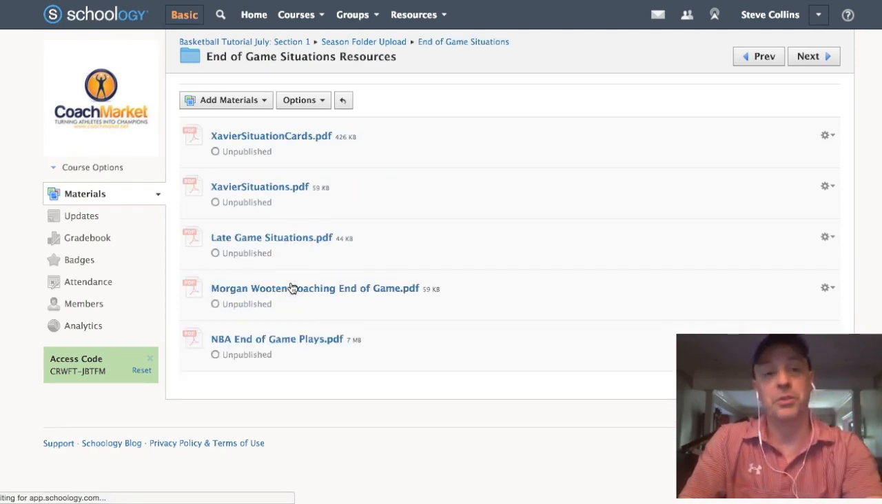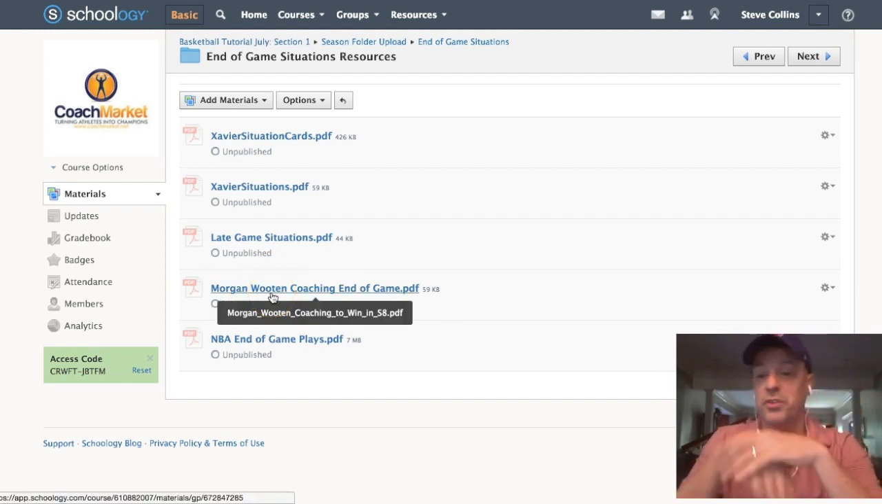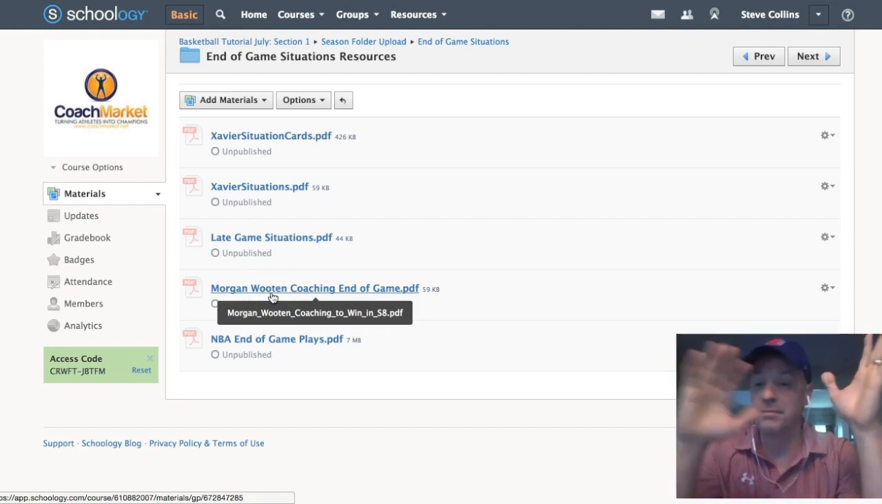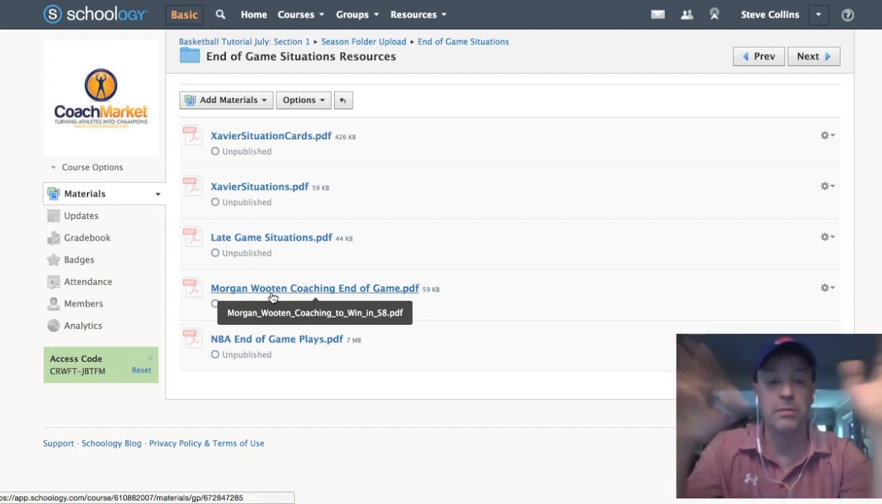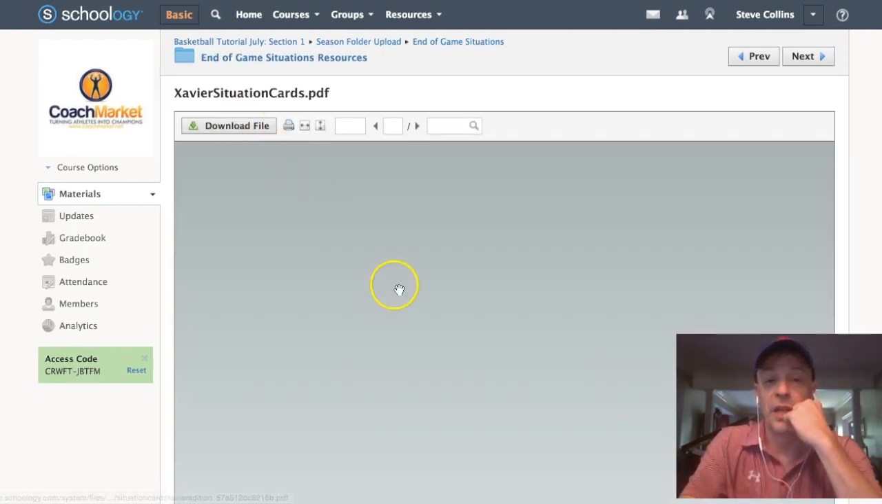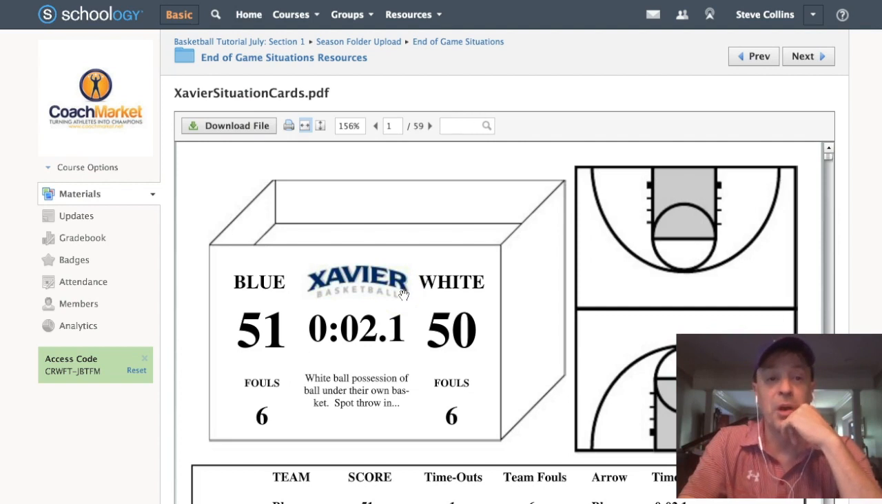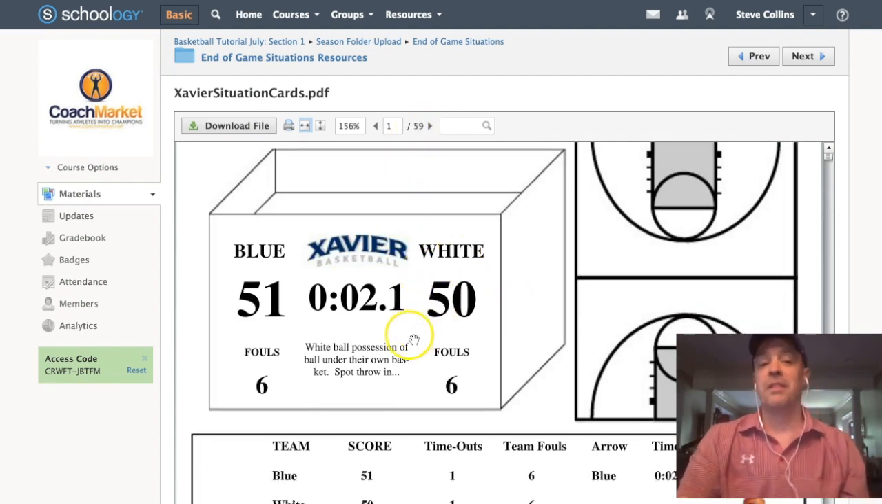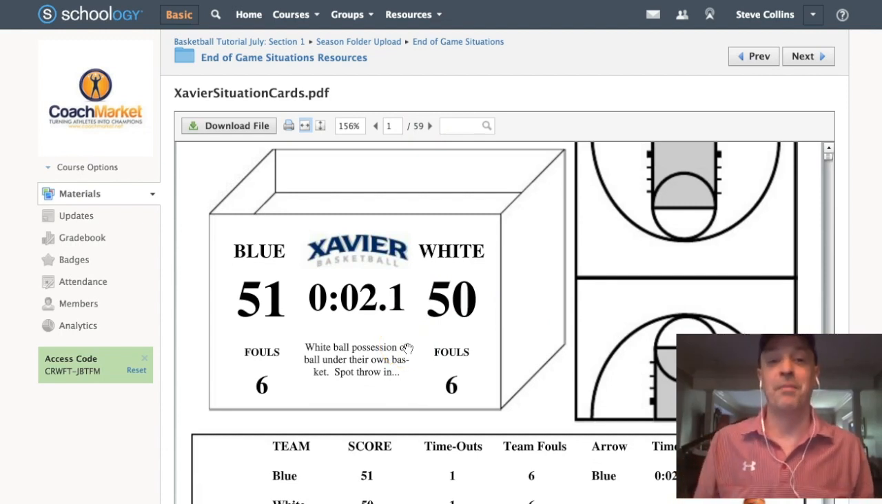These are really good resources. I didn't put any that weren't good. Morgan Wooten's stuff is great. Hall of Fame coach, unbelievable. These situation cards are awesome. You can print them off. I forget how many there are, 59 of them. They'll do the situations for you. And if you get through all 59, you make your own up.